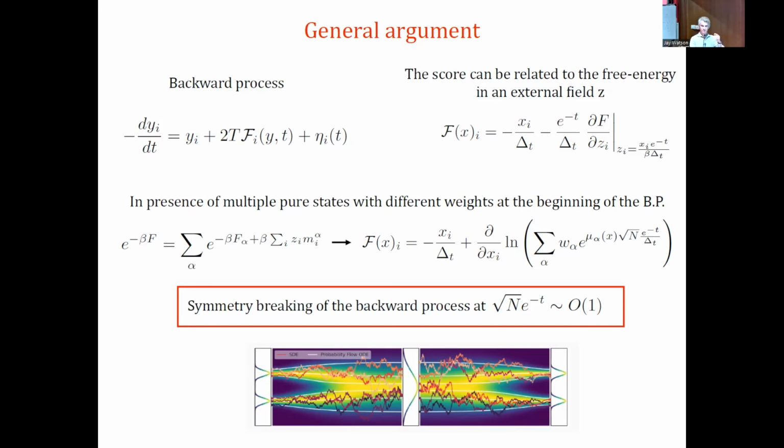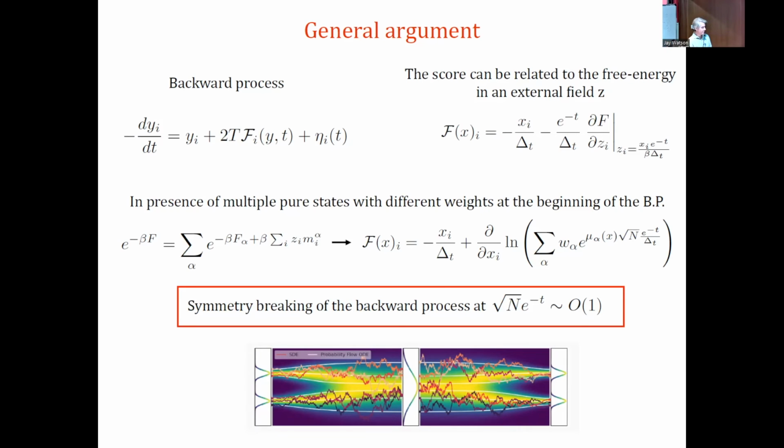Nu_alpha x is the projection of the vector x over the direction of the magnetization that you have in pure state alpha. And then you have this factor, which is square root of n over exponential minus t. But just cutting the long story short, it is similar to what we had before. So you will see that the weights matter, and you really reconstruct the weights when square root of n exponential minus t is order 1. And when this factor becomes very large, well, then the symmetry is broken, and the system is committed, and you have lost any information about the weights.